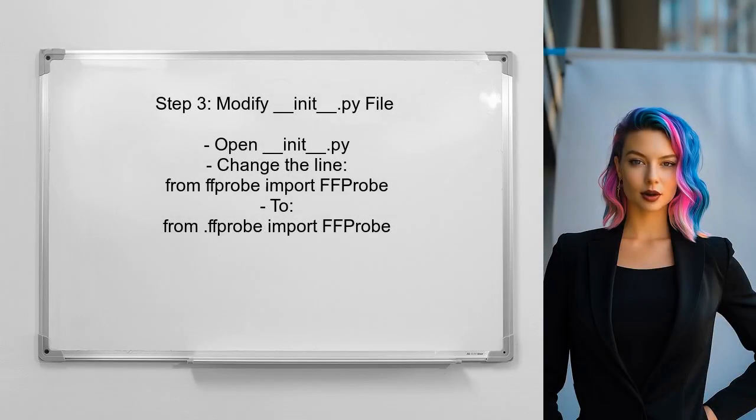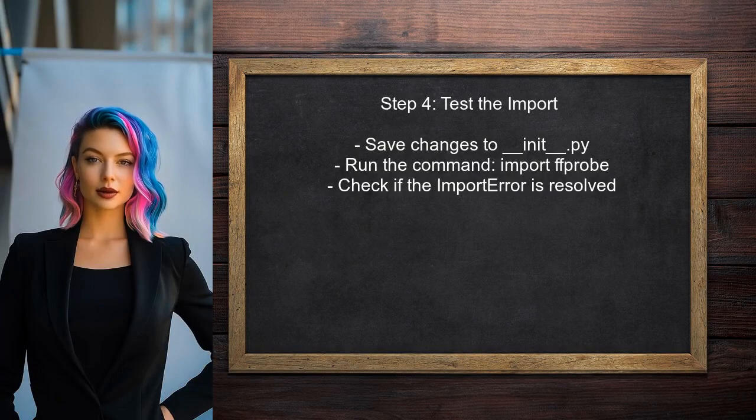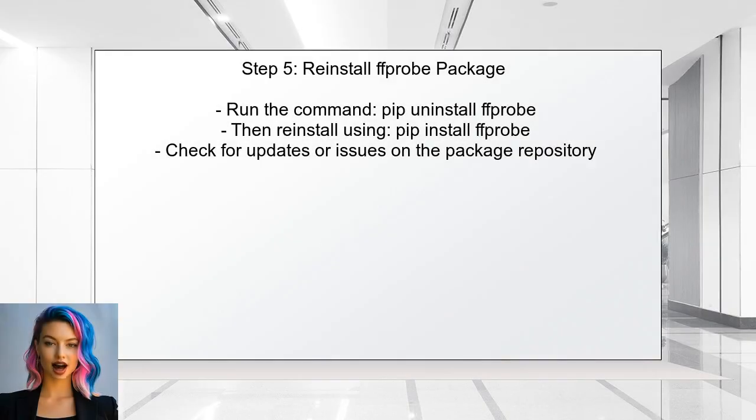If the FFProbe class is missing, the user may need to modify the init.py file. They can do this by directly importing the FFProbe class from the correct module. After making changes, the user should save the file and try importing the FFProbe package again. This should resolve the import error. If the issue persists, the user might consider reinstalling the package or checking for any updates that specifically address Python 3 compatibility.